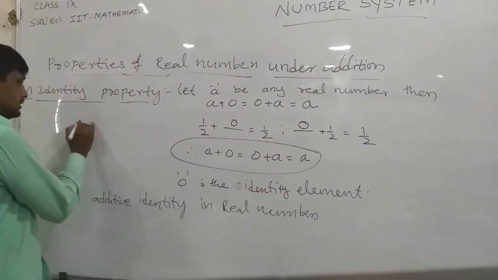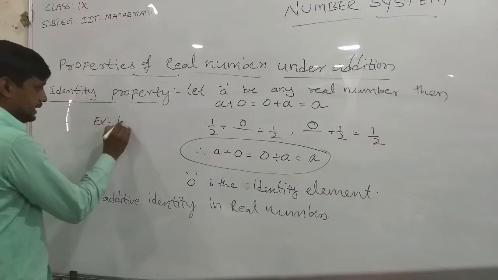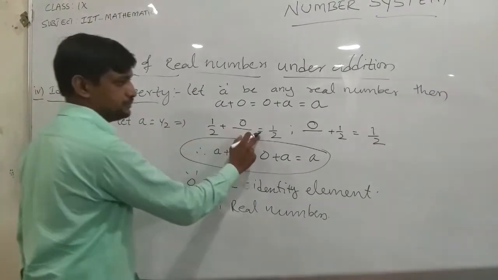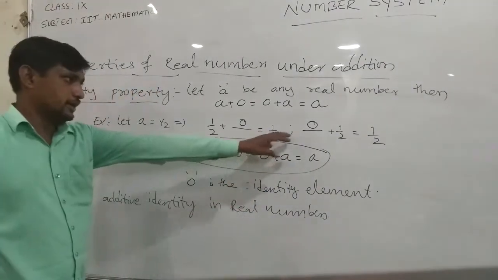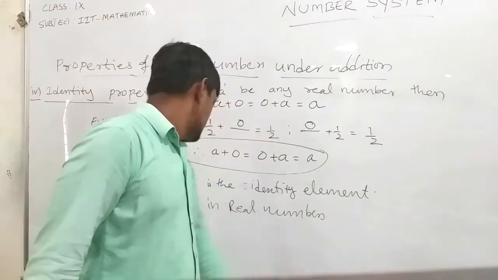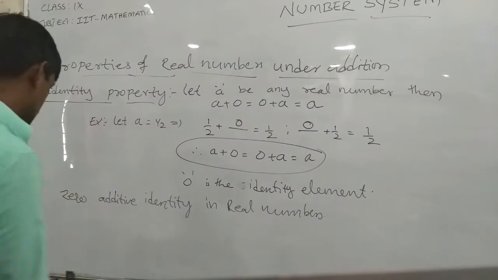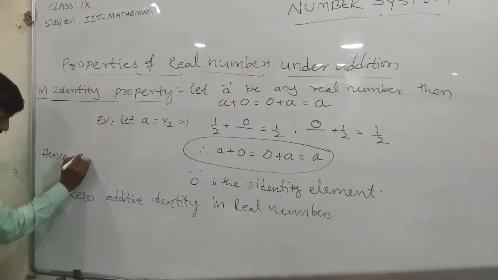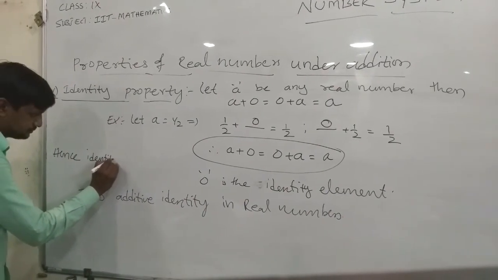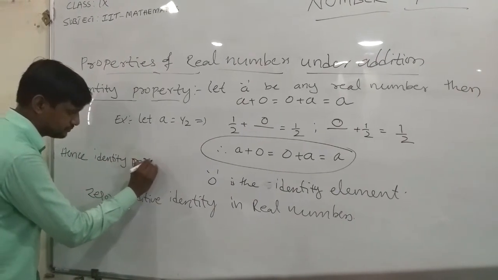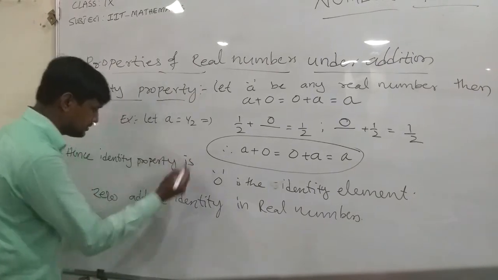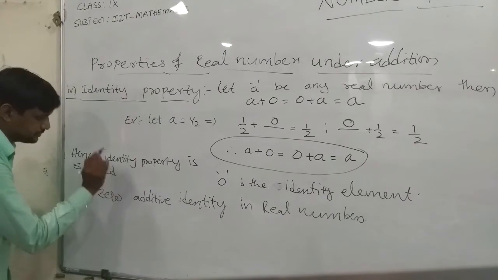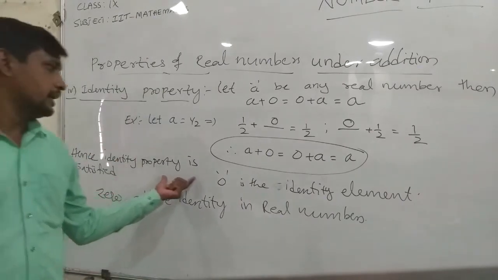Here is an example: let A equal 1 by 2. Then I am solving here, and I am going to get the same value, 1 by 2. Hence, the identity property is satisfied in real numbers under addition.